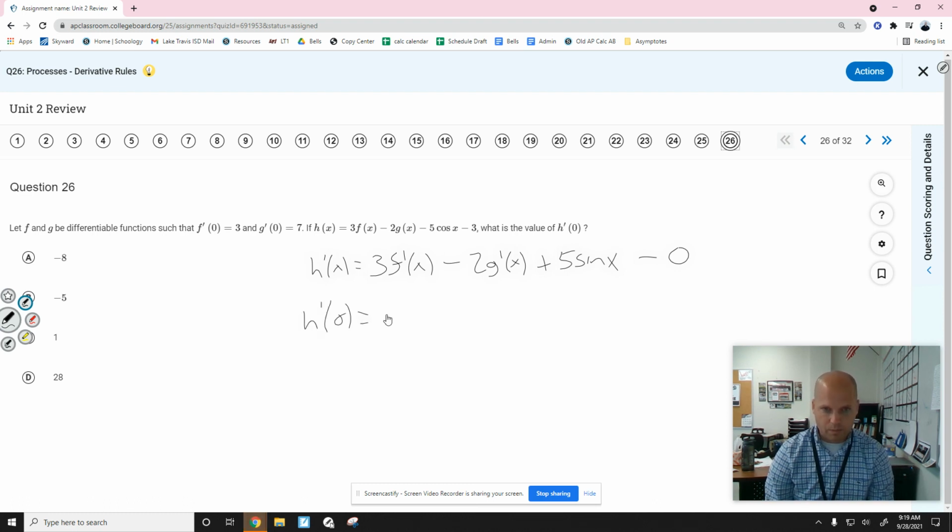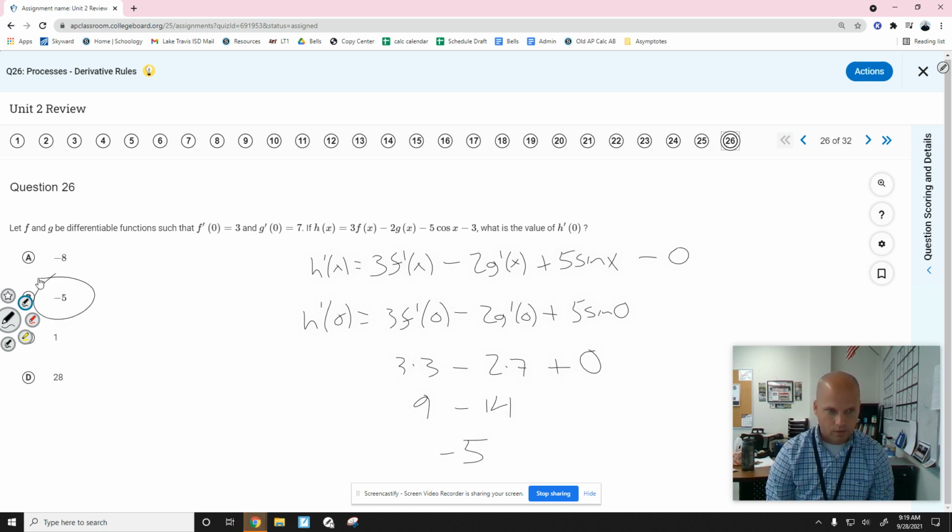H prime of 0 would be 3f prime 0 minus 2g prime 0 plus 5 sine 0. F prime of 0 is 3, so I got 3 times 3. G prime of 0 is 7. I got 2 times 7. Sine of 0 is 0. We know this. 9 minus 14, negative 5. Then look at your answers.